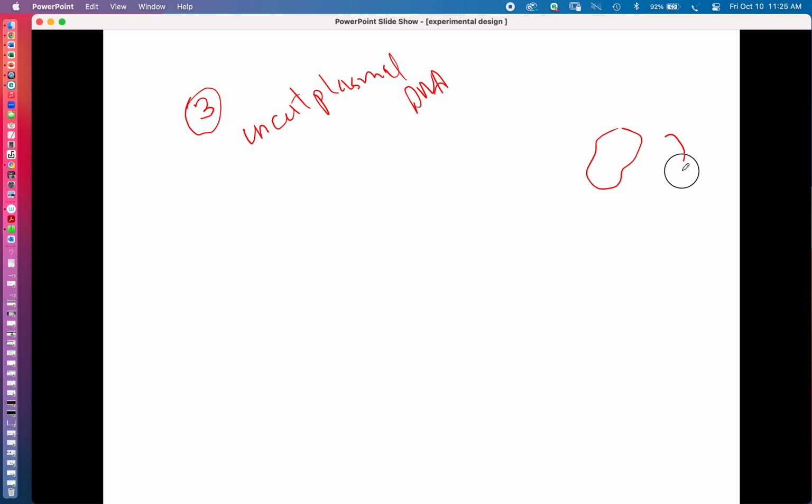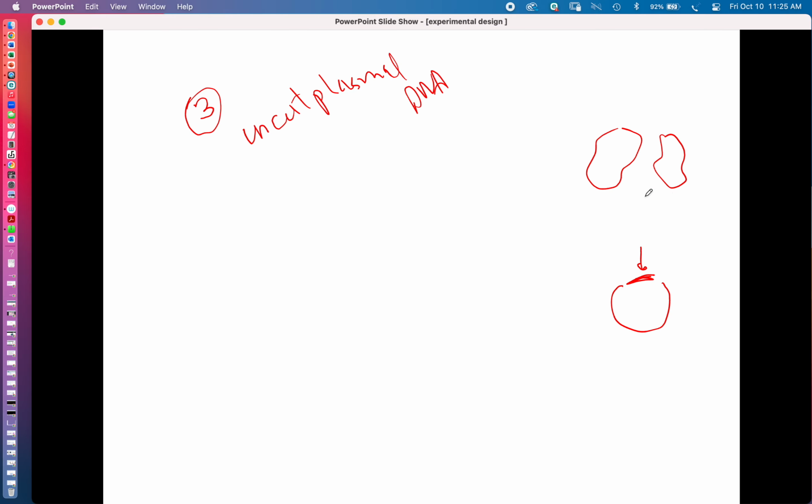Then our next control is this, where we want to just take what we would call uncut plasmid DNA. So remember, in our test tube, it's pretty easy to purify plasmid DNA, and then what we need to do is cut it and insert our gene of interest. So these are just our uncut starting material.